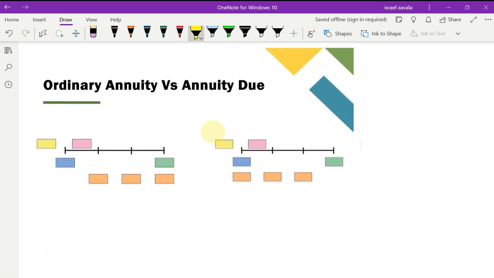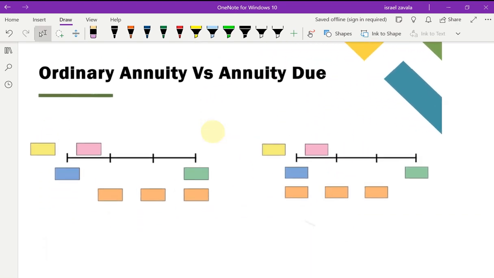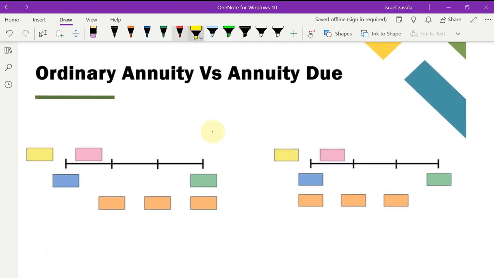So let's get into the difference between an ordinary annuity and an annuity due. On the left, this is our ordinary annuity, and on the right, this is our annuity due. Now, you might be thinking to yourself, what's the difference? It is subtle. The difference is here. Notice that on the left, the box on the right is missing, and on the right, the box on the left is missing.